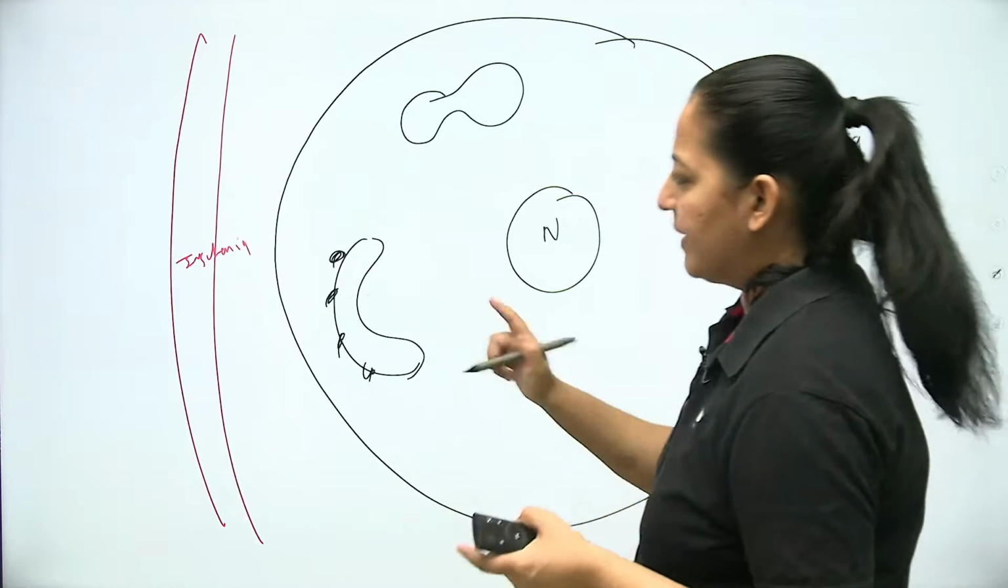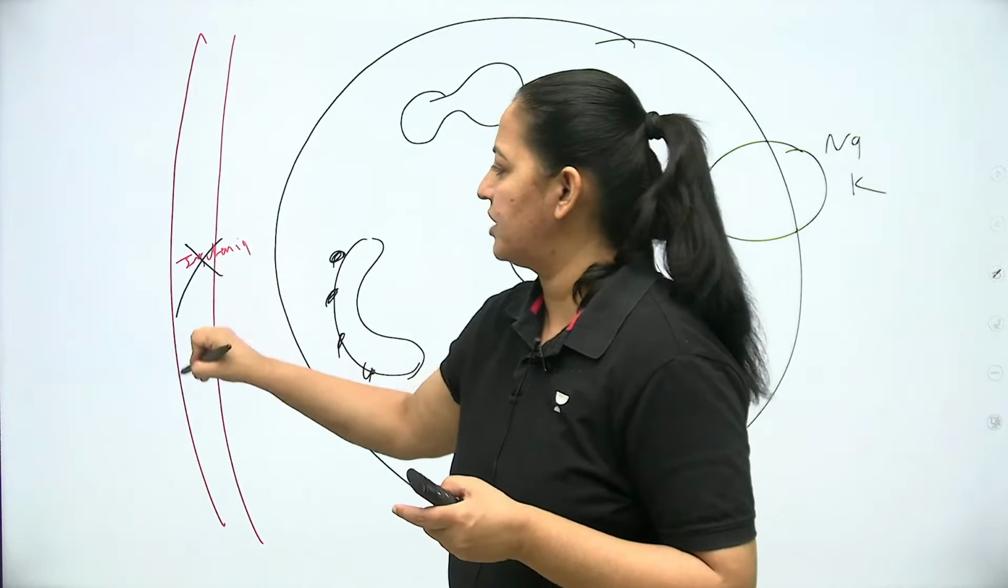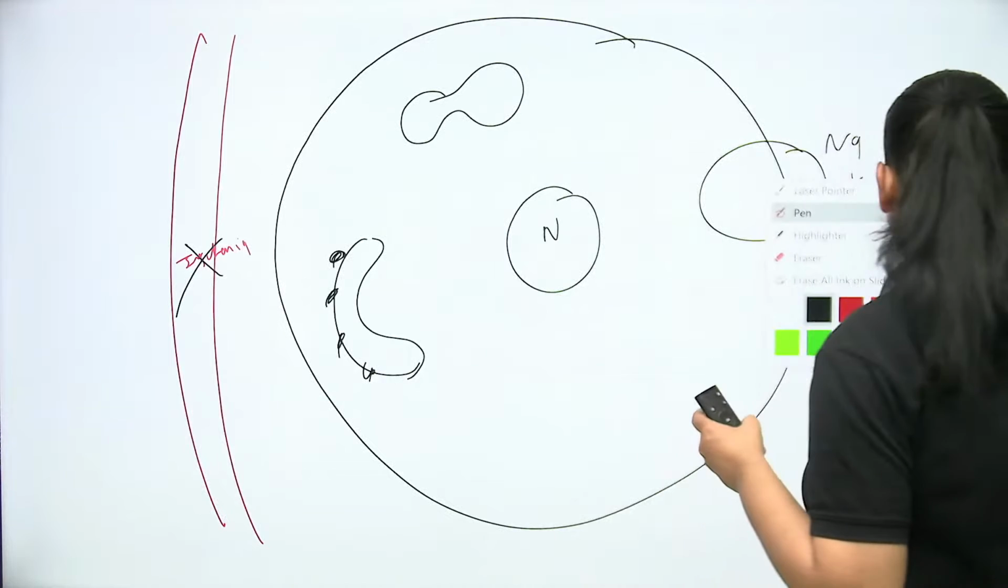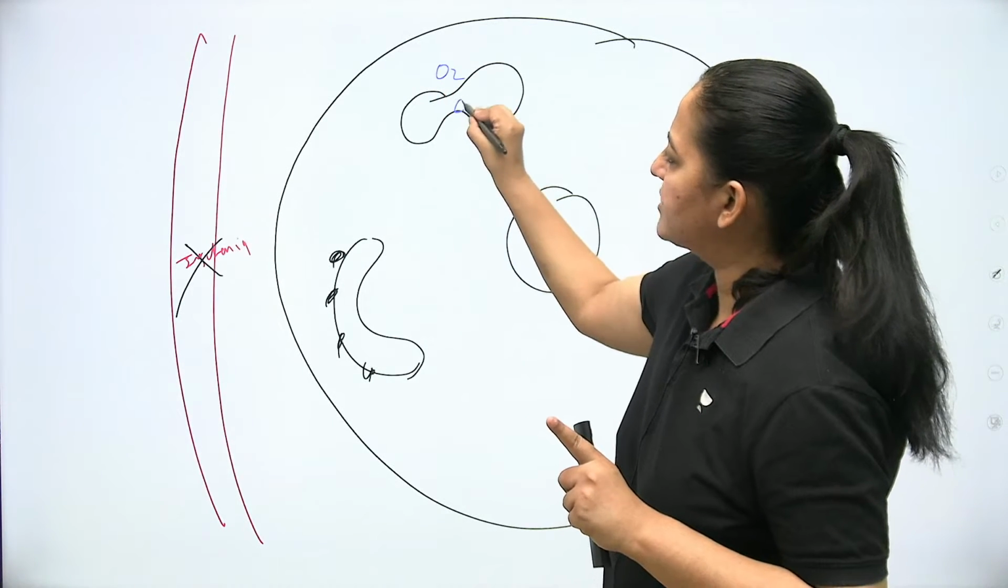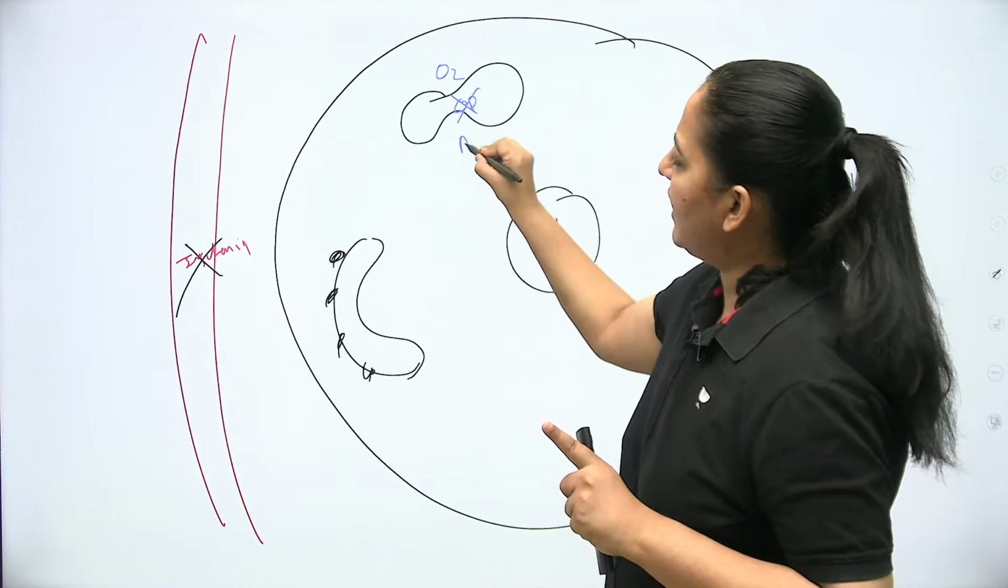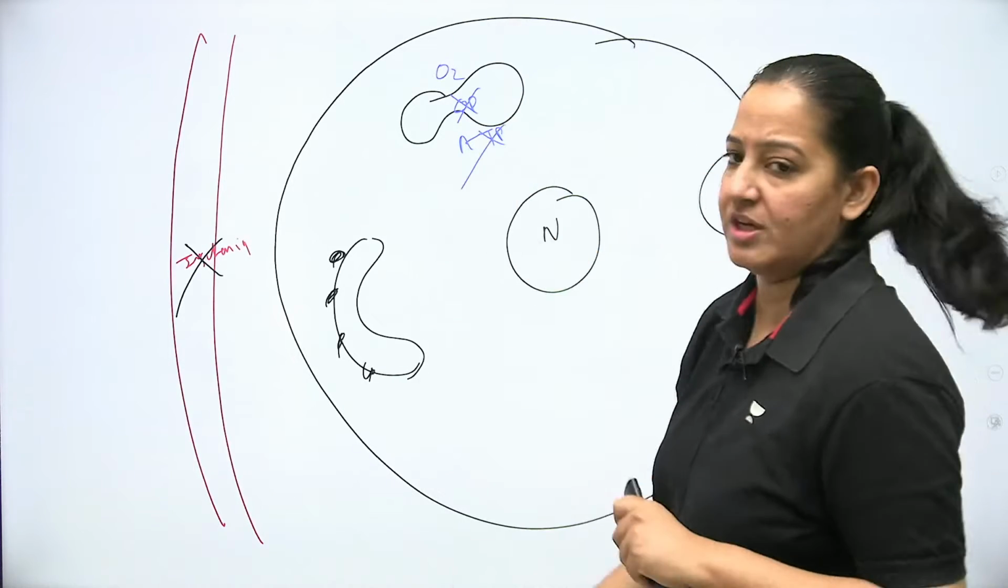What will happen? Now because of ischemia, there is no oxygen. Okay, you draw all three mechanisms. What will happen? No oxygen. So in the mitochondria, oxidative phosphorylation will not take place. So ATP will not form. So ATP depletion is there.